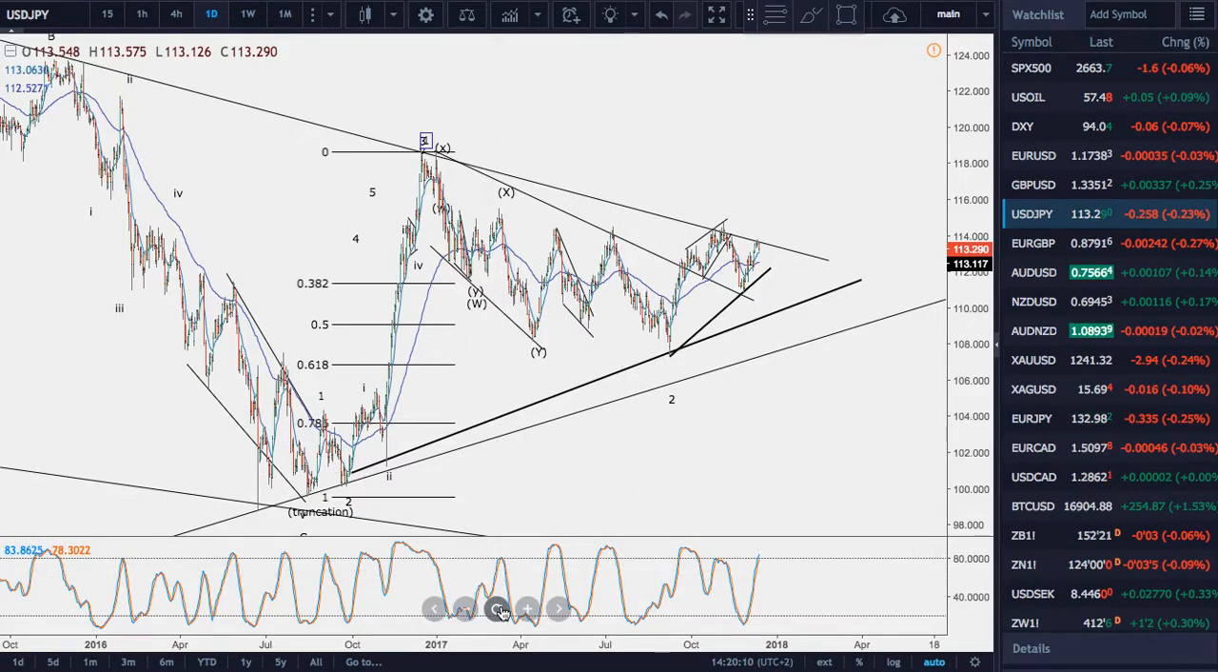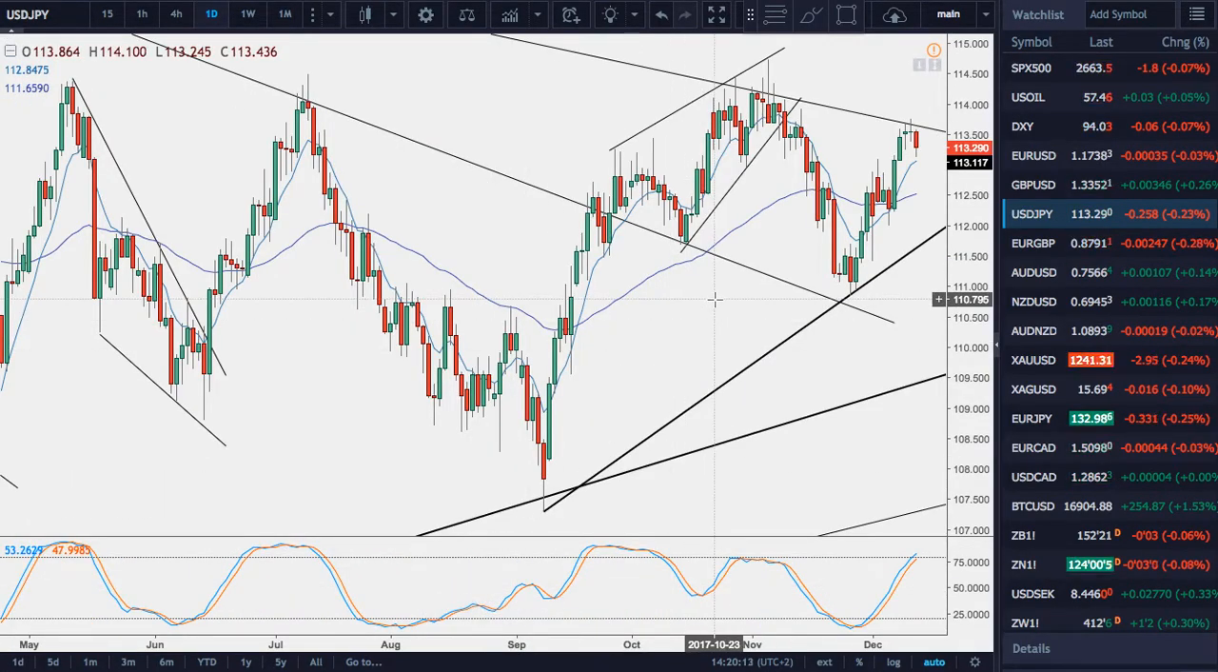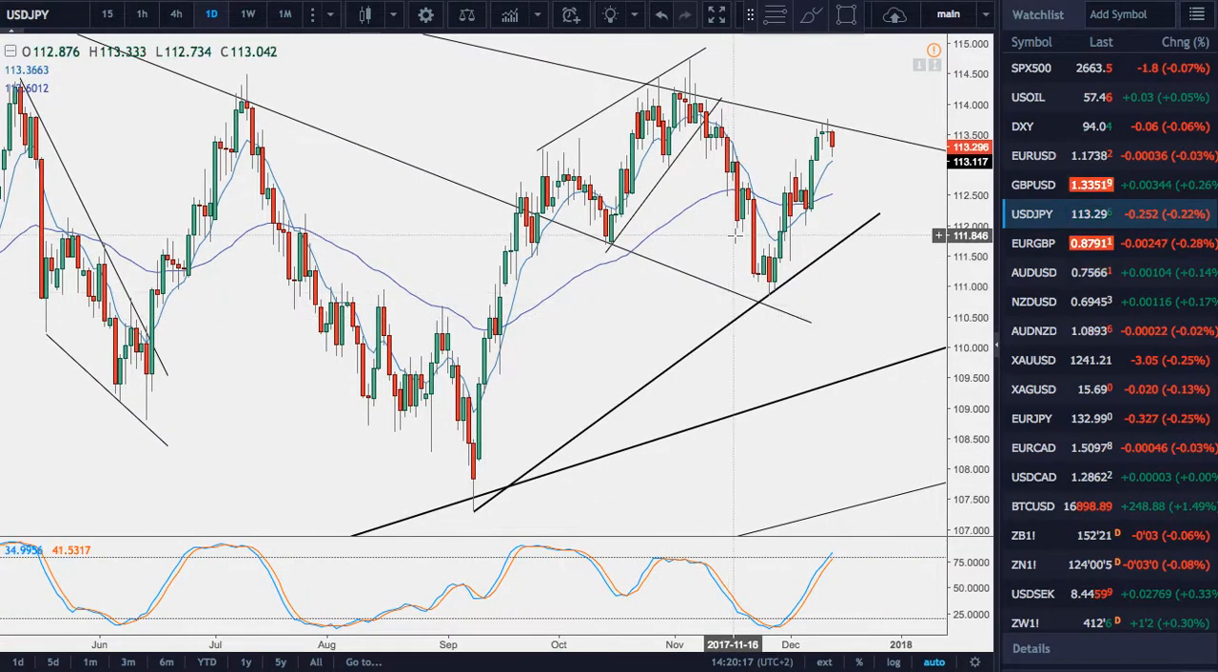Okay, I'll leave it there. I hope that's clear. If you have any questions, let me know. I might try to clarify this later, but for now, any dip can be bought, I think, holding the last low at 110.